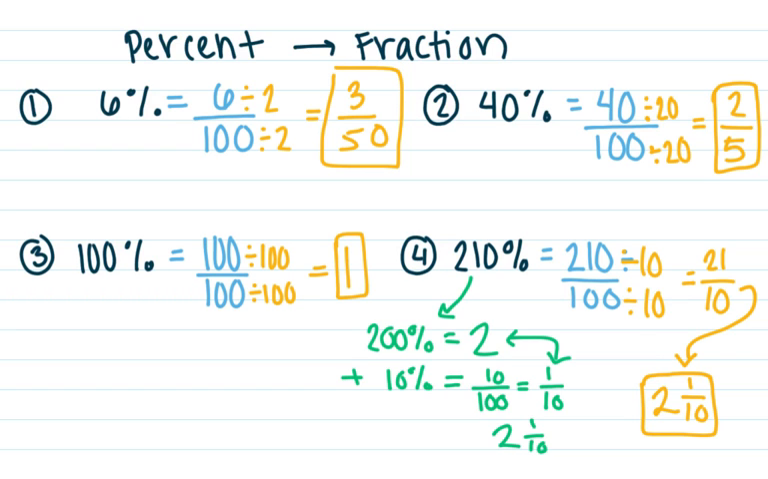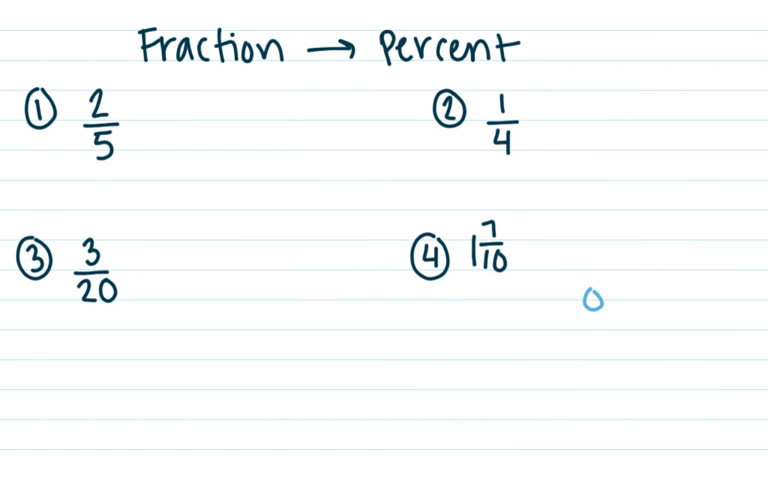Now, if we know how to turn a percent into a fraction, we also need to know how to take a fraction and turn it into a percent. So the way that we're going to do that is, again, all percents are out of 100. So if I can get my denominator to become a 100, then I will know what my percent is. So my goal is to try to get the denominator to 100. For this first one, what times 5 gets me to 100? It's 20. And so when I do that, I end up with 40 over 100.